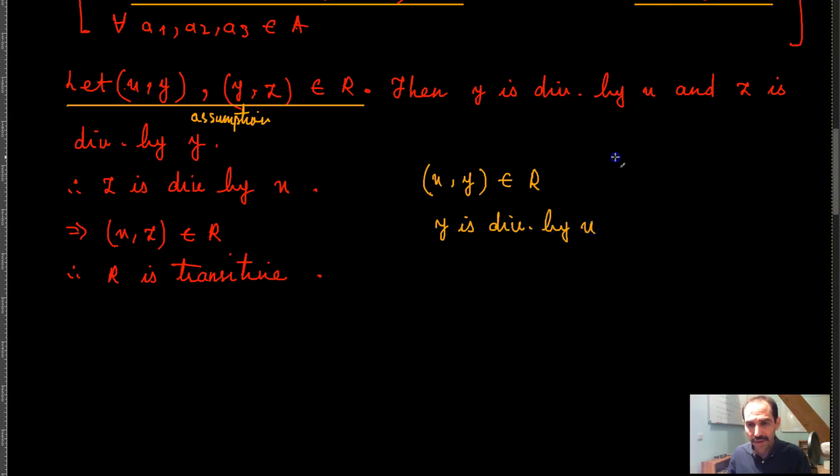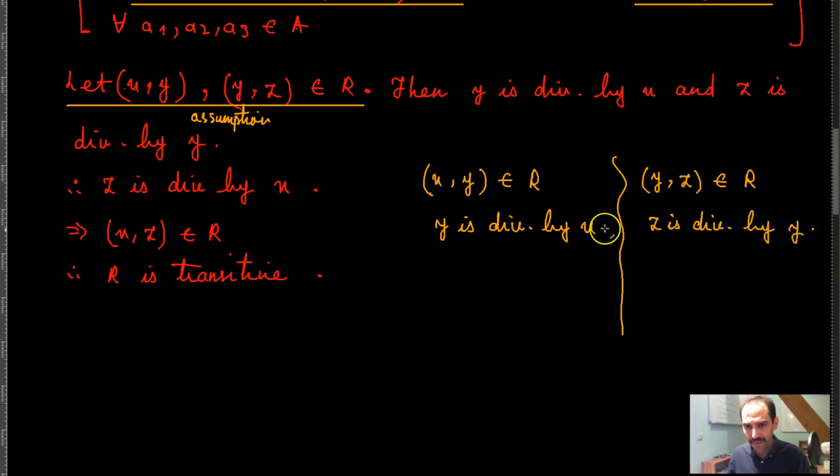x. And also when we say that (y, z) belongs to R, then based on the same rule we can say that z is divisible by y. So now, based on these two, I can conclude that z is divisible by x.